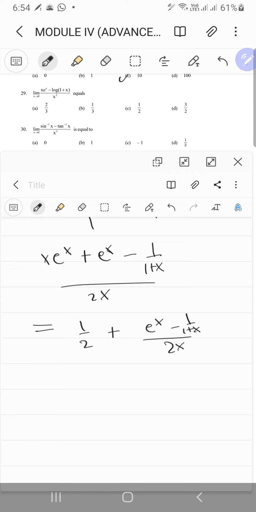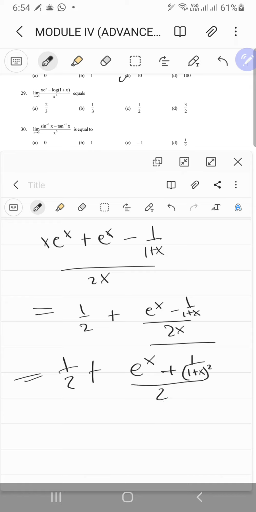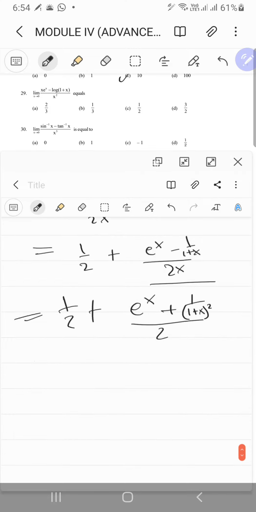Okay, so now we need to figure out what this is going to be. So take another derivative, so this should be half plus the derivative of this thing, that's going to be e to the power of x minus, so it's positive, 1 upon 1 plus x squared, right? Yes, that's definitely correct. Then try putting x equal to 0 into this thing. It works. So this is going to be 3 upon 2. Nice.